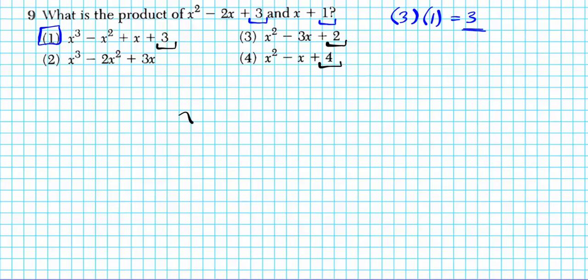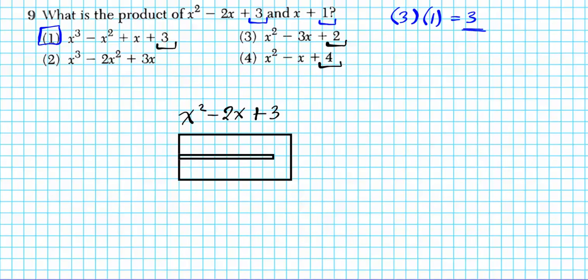Okay, so let me go ahead and do the work for you so you can see that what I'm saying is true. Okay, so we have x squared minus 2x plus 3. I'm going to multiply this using something called the box method. Some students like using this method to multiply polynomials. So let me show it to you. It's a nice little way of multiplying polynomials without making too many mistakes. Okay, so we are going to multiply it in this fashion. So this is x squared, this is negative 2x, and this is 3.